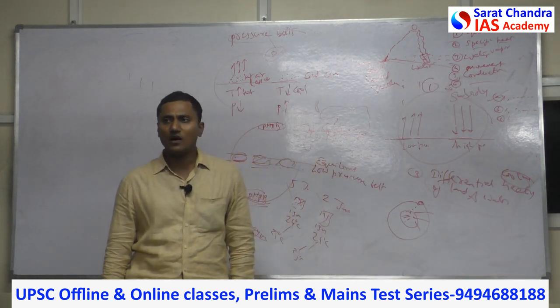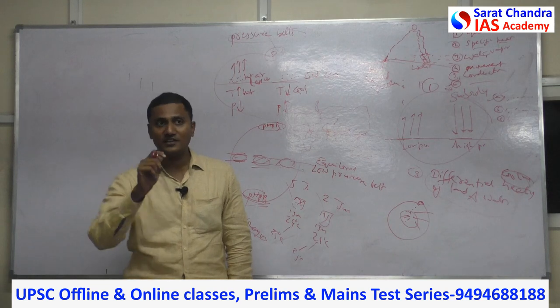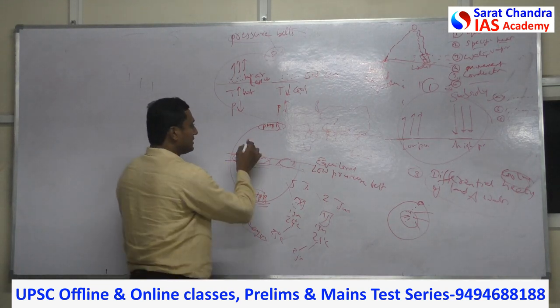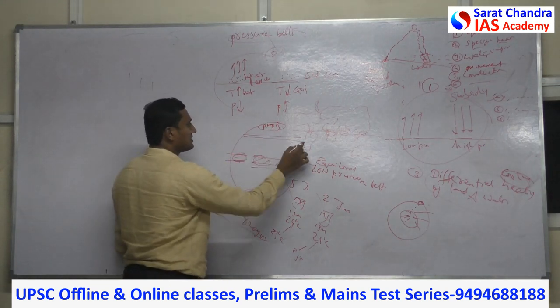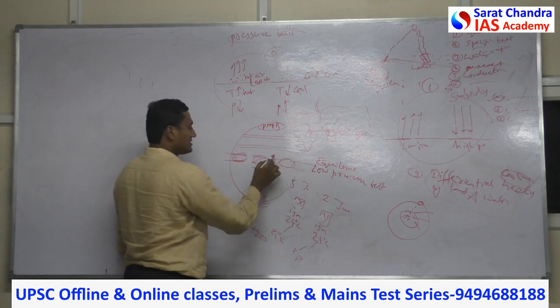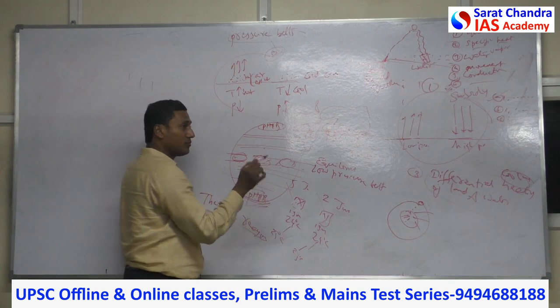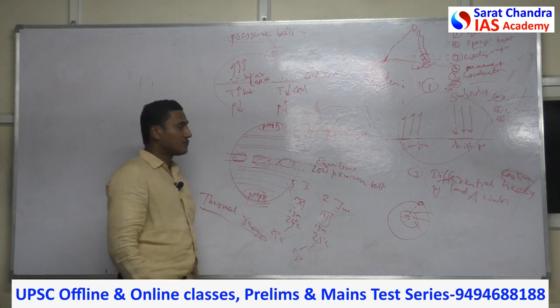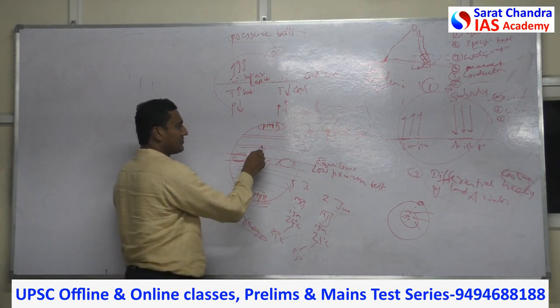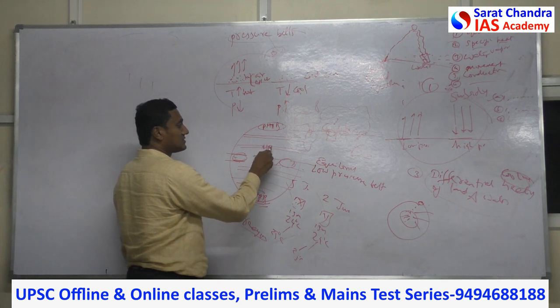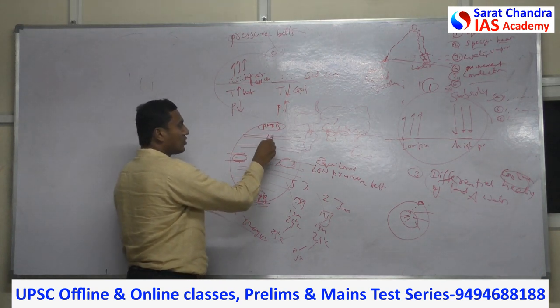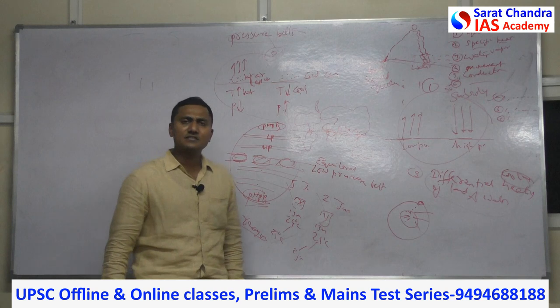what geographers observed, strangely, is that there are two more pressure belts here and here. Similarly, here and here. So there are 1, 2, 3, 4 more pressure belts. For example, here they found a high pressure belt. Here they found a low pressure belt, which is surprising.